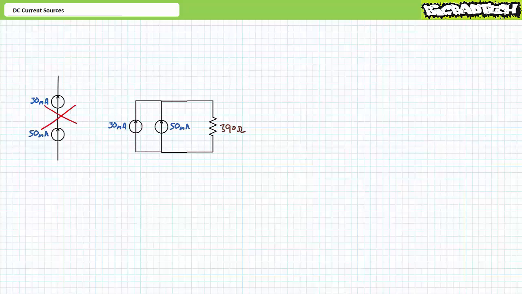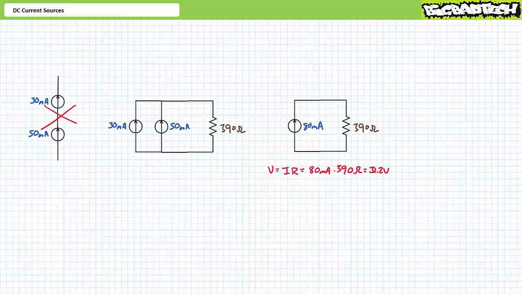If voltage across elements in parallel is the same, this is where we must necessarily make a simplification of our simplification. Rule 2, current sources in parallel add up. There is now a single 80 milliampere current source. If our load resistor is 390 ohms, the voltage across it via Ohm's law would be 31.2 volts.